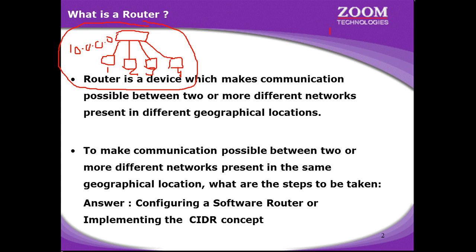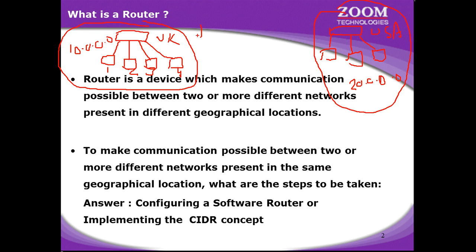Similarly, another site, let me put it as the UK, United Kingdom, and let me put this one as the USA. It may also have a couple of computers connected together here like that, and they're using the network 20.0.0.0. So it's two different networks in different geographical locations.